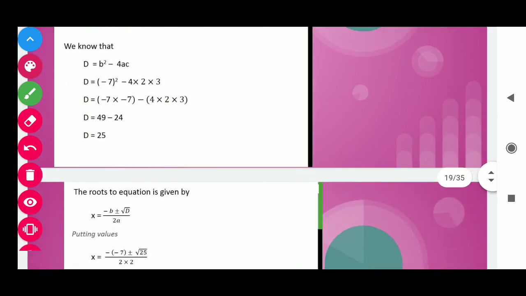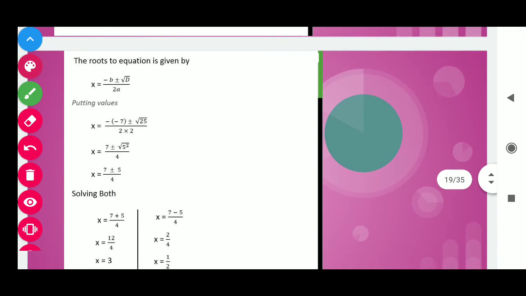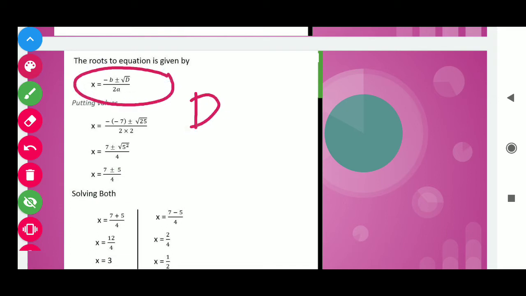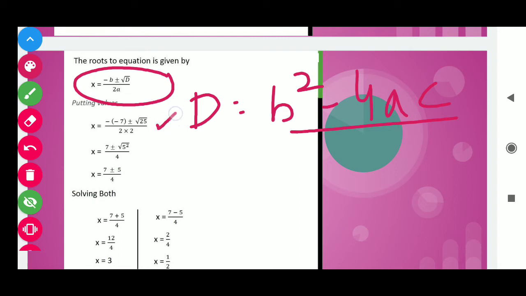Now the quadratic formula is x is equal to minus b plus minus under root D over 2a. Here D is equal to b squared minus 4ac. Okay, so students, put the value of the discriminant, that is 25, and b is minus 7, and negative into negative we get the positive result. In this way we get 7 plus minus 5 over 4.